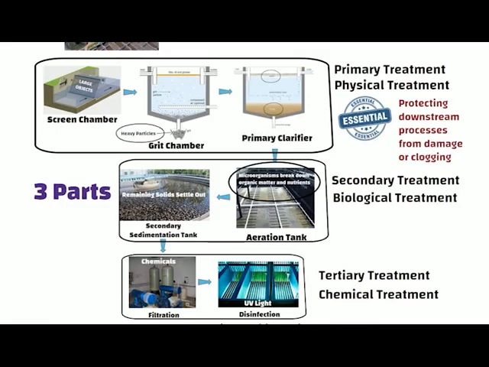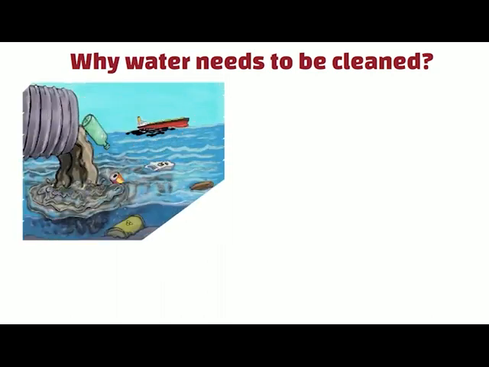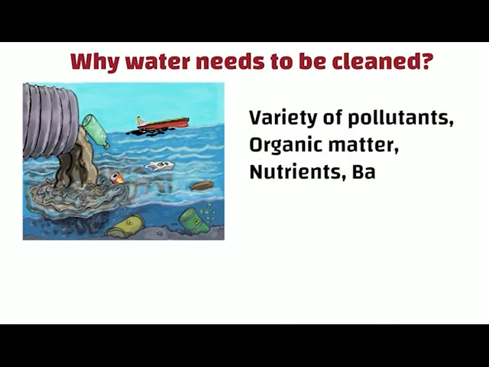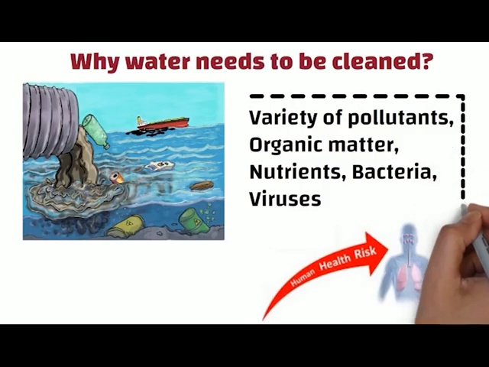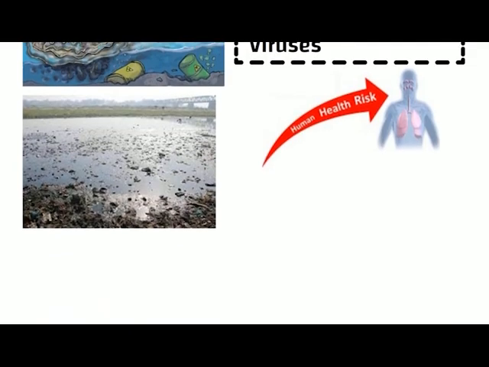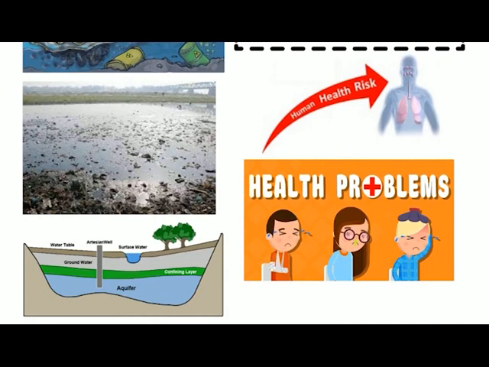Before going into details, a small question needs to be discussed. That is, why water needs to be cleaned? And why can't we just throw that water in the environment? It's because raw sewage contains a variety of pollutants, including organic matter, nutrients, bacteria, viruses, and other harmful substances that can pose a risk to human health and the environment. If these pollutants are not removed before the water is discharged back into the environment, they can contaminate rivers, lakes, and groundwater sources and cause health problems for people who come in contact with the water.